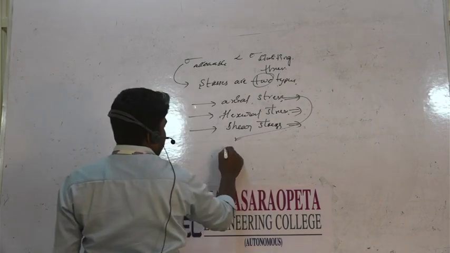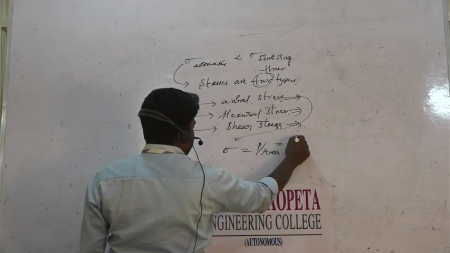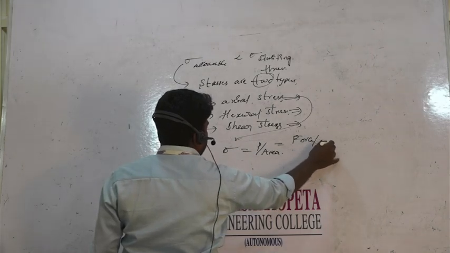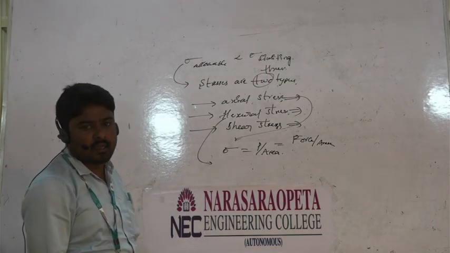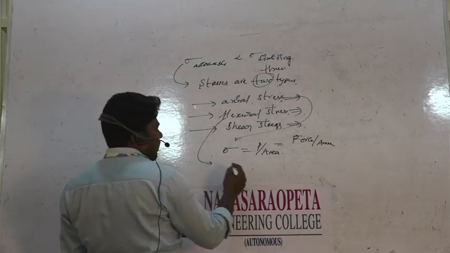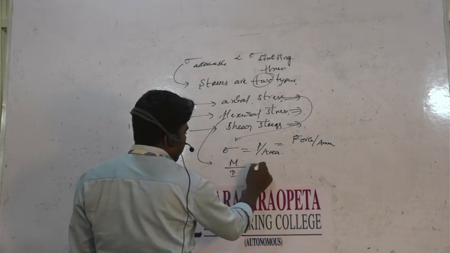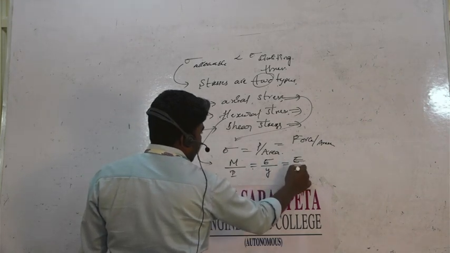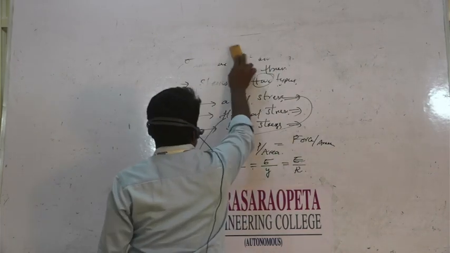Axial stresses are identified by force per unit area. Flexural stresses are defined from Bernoulli's theory, and these are also called bending stresses. Bending stresses are found from the bending equation, M by I equals sigma by y equals E by R. This is the generalized equation for bending stresses.